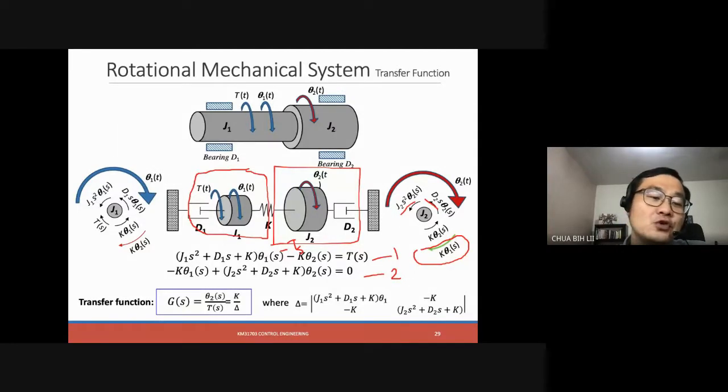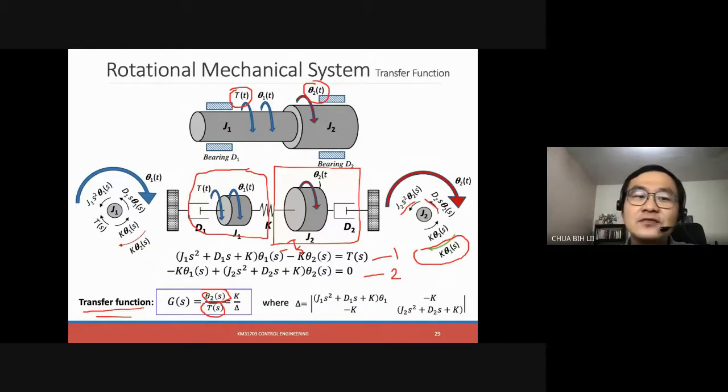If you would like to know the transfer function, the relationship between the output, I would say the output is theta 2, then it would be theta 2 divided by the input, which is the torque. You would want to know, if I give a certain torque, how it would respond on the other side. If the shaft is maybe 10 meters long, if I put this torque, how long would it take to reach the other side?